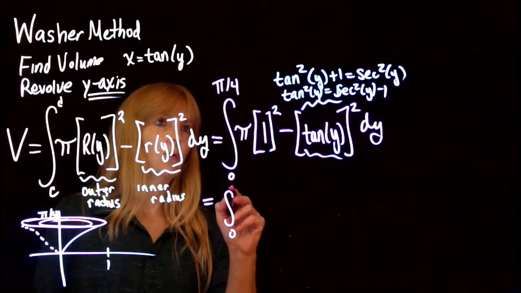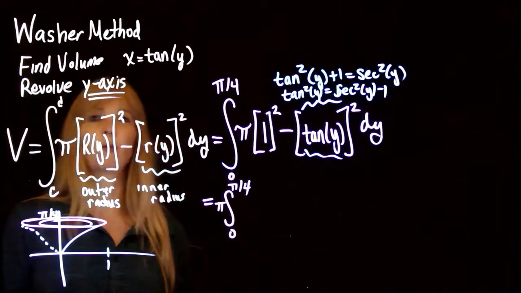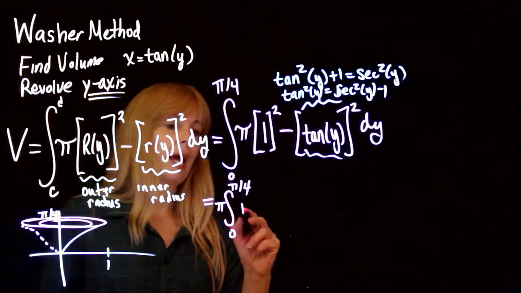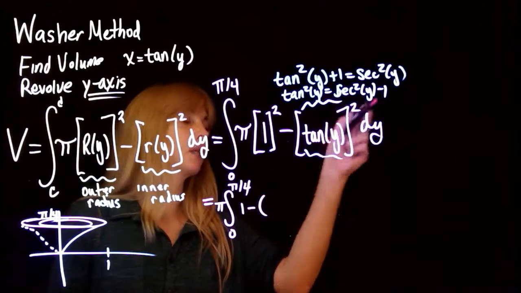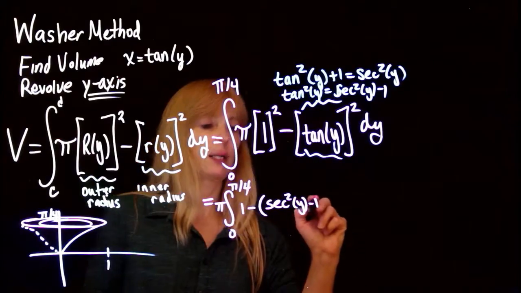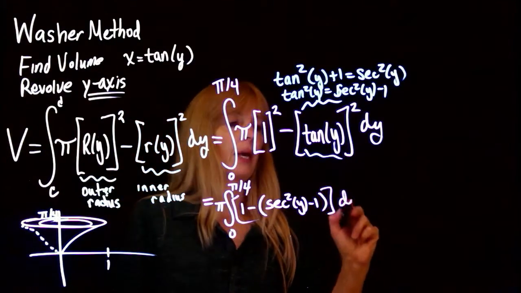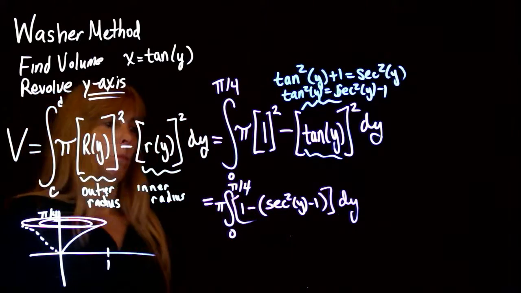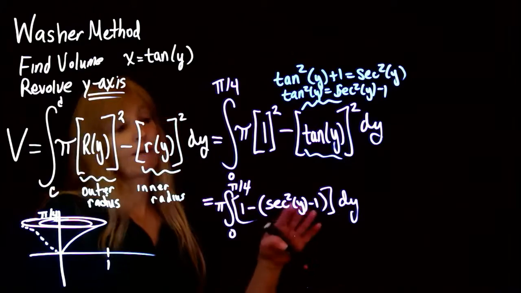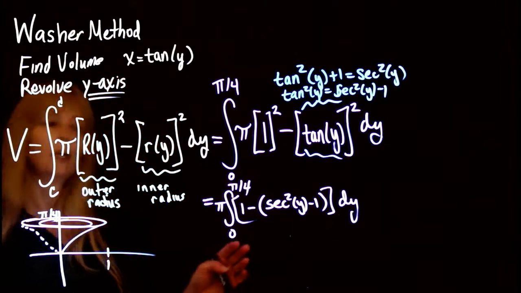So I have 0 to pi over 4. Let's go ahead and throw that pi out front because it's just a constant. Just get it out of the way. Of course, I'm going to have 1 minus secant squared y minus 1. I got the right parentheses. And then dy. Okay, so all I did was a little substitution because I know how to find the antiderivative of secant squared. It's tangent, right?